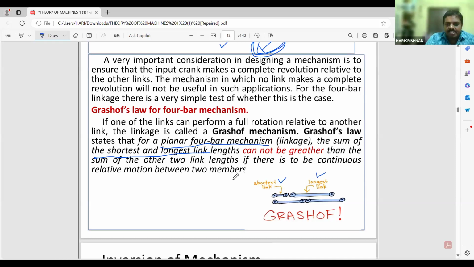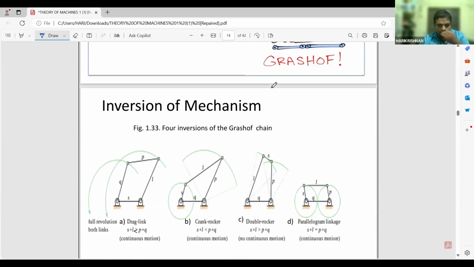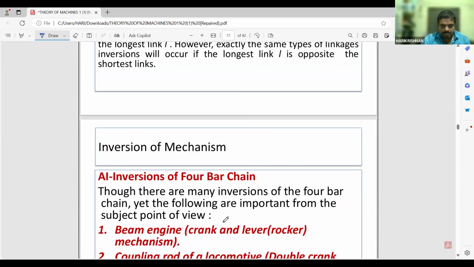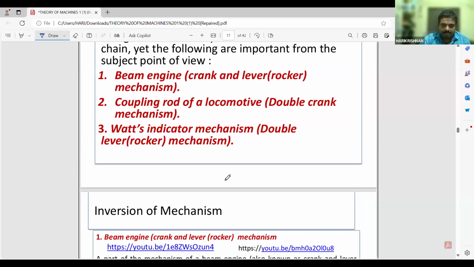So this is Kirchhoff's law. It explains that the sum of the shortest and longest links cannot be greater than the sum of the other two links if there should be continuous relative motion between the two members. Next we are going to study inversions of the four-bar mechanism.